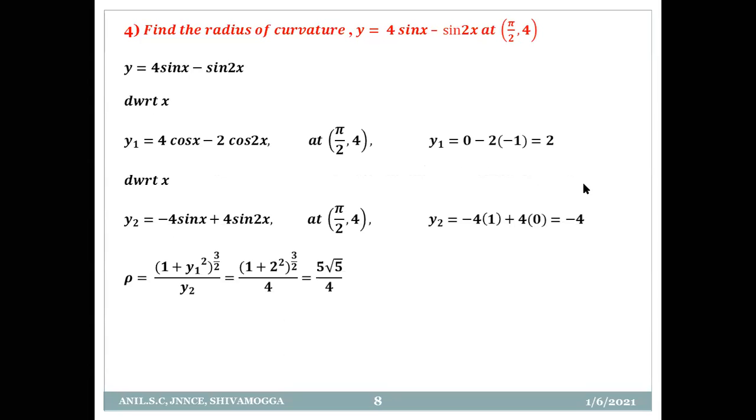Find the radius of curvature for the curve y is equal to 4 sin x minus sin 2x at (pi by 2, 4). This is another question paper problem. It appeared 2 times in the past examination. Find the radius of curvature for the curve y is equal to 4 sin x minus sin 2x at (pi by 2, 4).